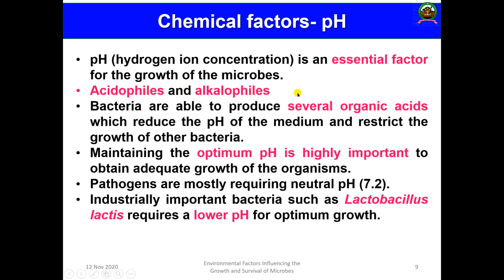Depending on the pH, there are three types. The middle value is not 0, it is 7, which is neutral. Below 7, that is known as acidic: 6, 5, 4, 3, 2. Above 7 is known as alkaline or basic.